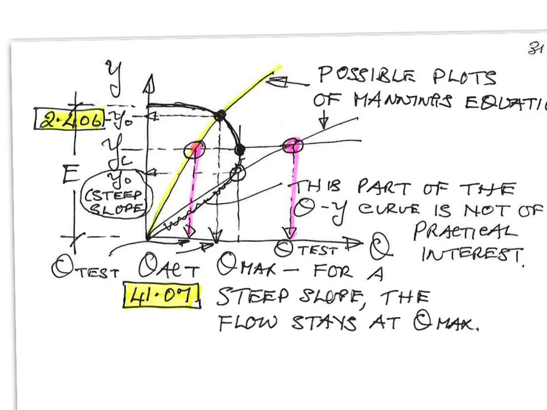How would we find it? Well, Manning's equation is V equals 1 upon n R to the 2/3 S to the half, and this equation here is E equals y plus v squared over 2g. So if we substitute for v from Manning's equation in there, we'll be able to solve for the depth and the flow at this point here.